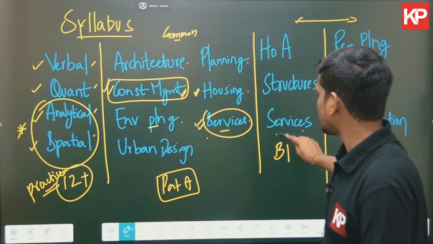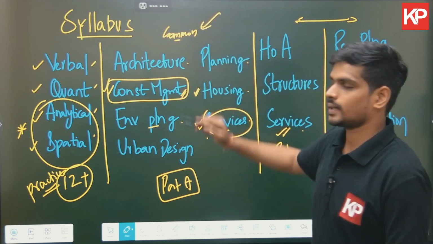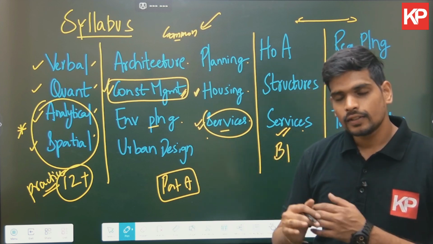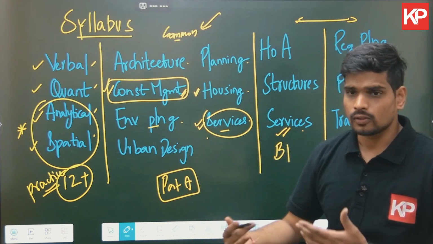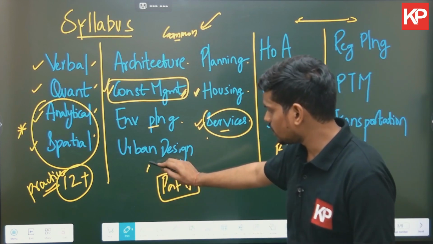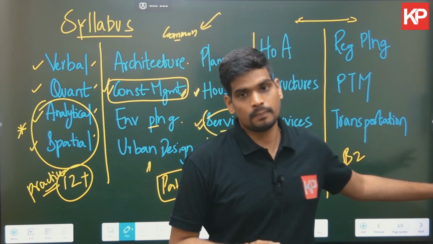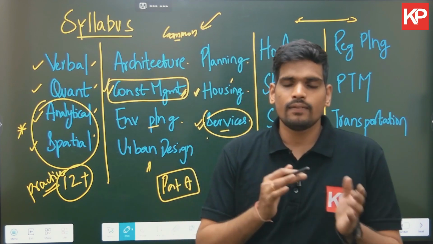Air conditioning is mentioned in the architecture part, but there was a 2 marks question on air conditioning asked in the common part. Not only that, there are reverse deviations also, like estimation, and there was a question on valuation, which actually comes under the common part in housing. That 2 marks question was asked in the B2 part. So there are deviations always.